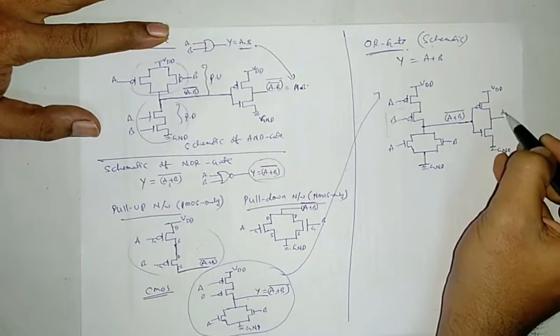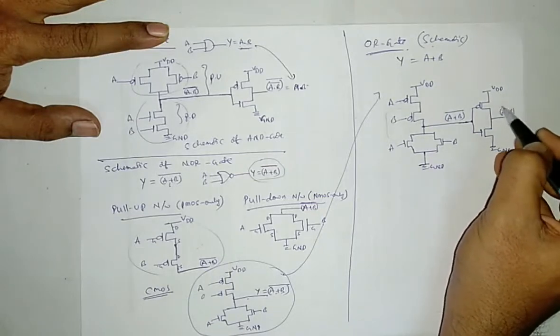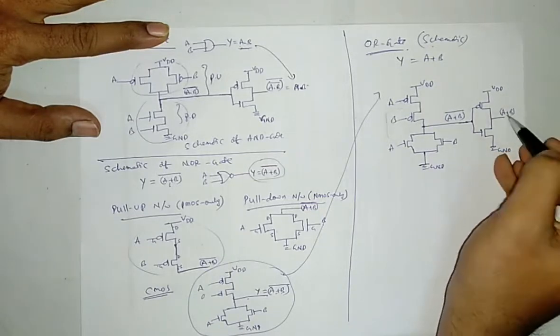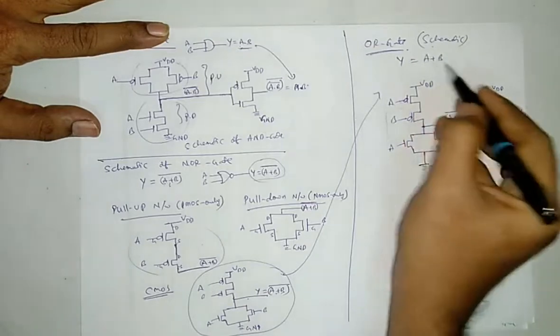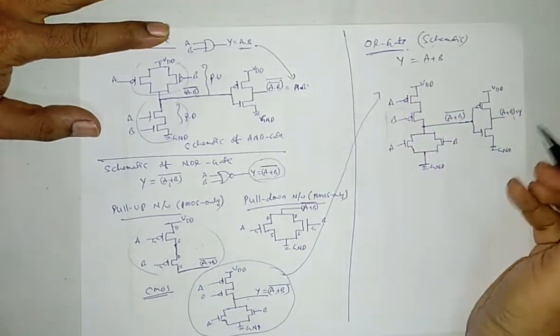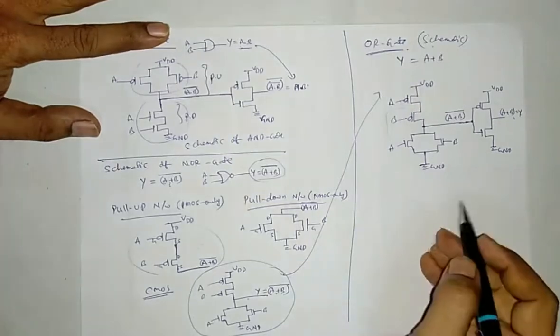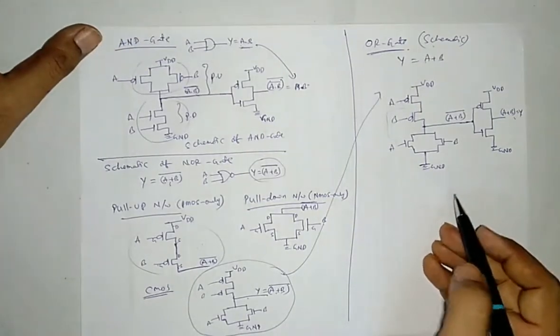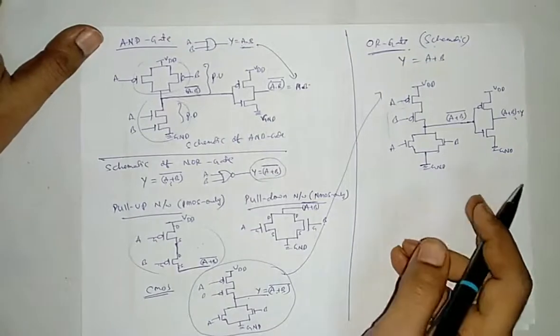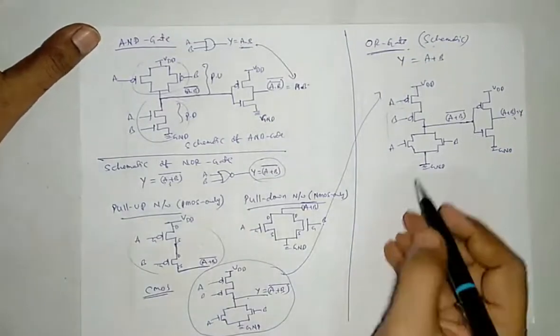You will get (A plus B bar) whole bar, that is nothing but A plus B only. So that is nothing but Y. This is the OR gate schematic diagram. So like this you have to draw the schematics for any given logic expressions also.